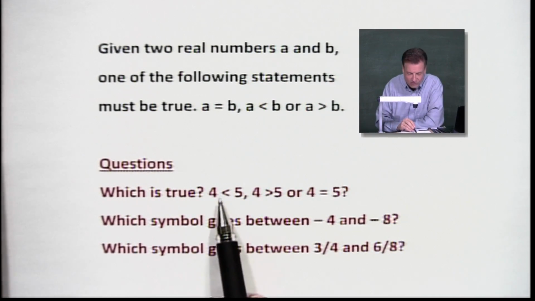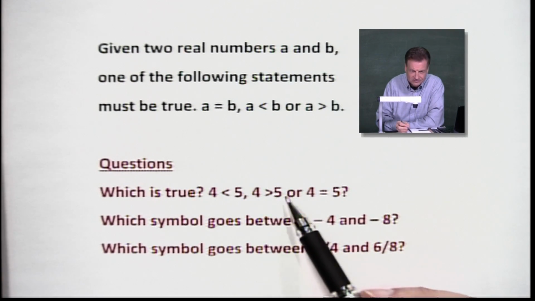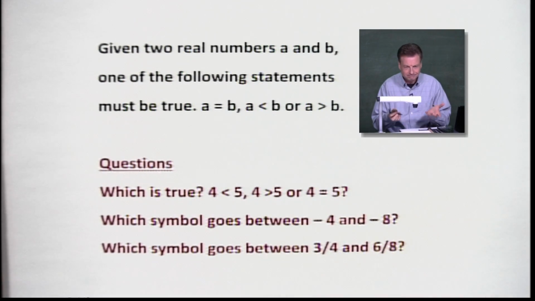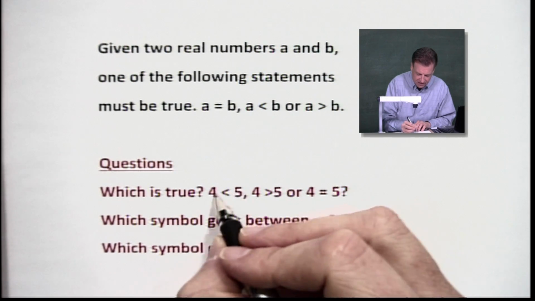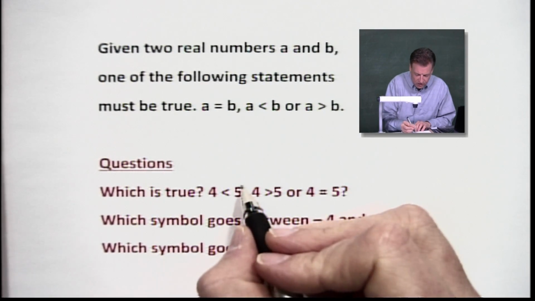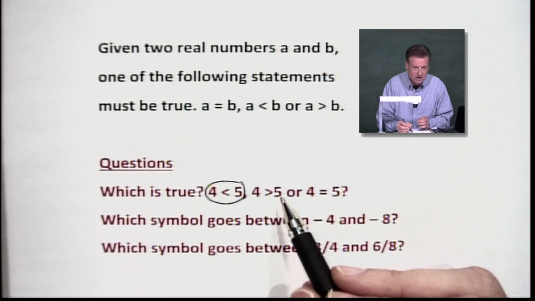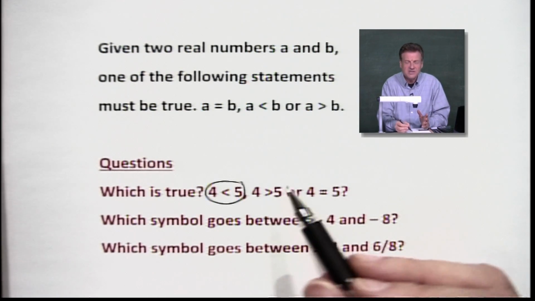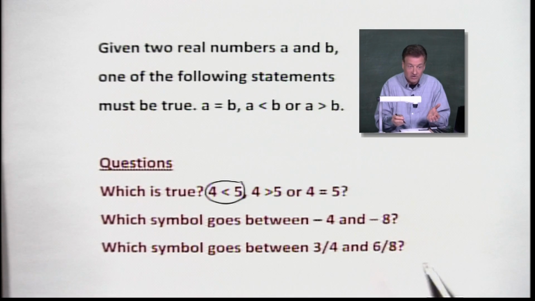Let's see, it says, which is true? 4 less than 5, and again, this is just working your symbols, 4 greater than 5, or 4 equal to 5. So if we look at that, what are we going to go to? How about the less than? If we count, 1, 2, 3, 4, 5. So if we choose that, guess what? We can't choose the other two because they aren't true, all right? 4 is not greater than 5, nor is it equal to 5. So that's pretty easy. By the way, there's a fancy name for that. It's called the trichotomy property. Think of 3. There's 3 options, and only one of them works, okay?